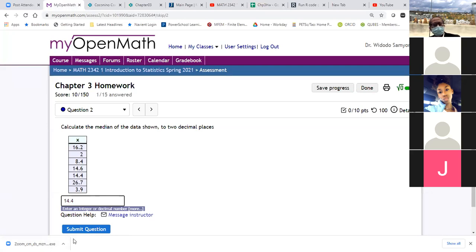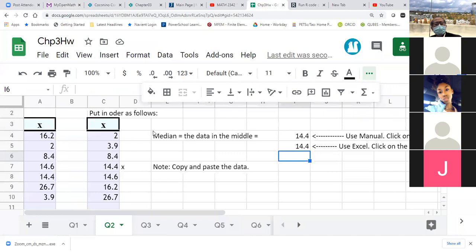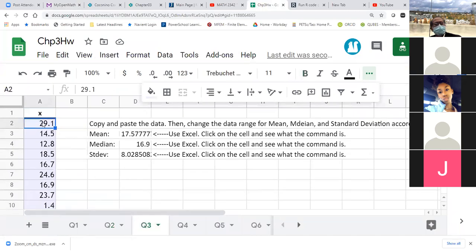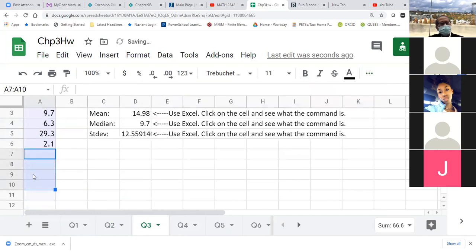Okay, you can submit the answer. And then number 3, the same thing, you can copy this and put in your Excel. This is the Excel for number 3. Put it here, that's it. Paste it, okay? And you don't need this guy, right? So you can highlight it and then press the delete button. Okay.